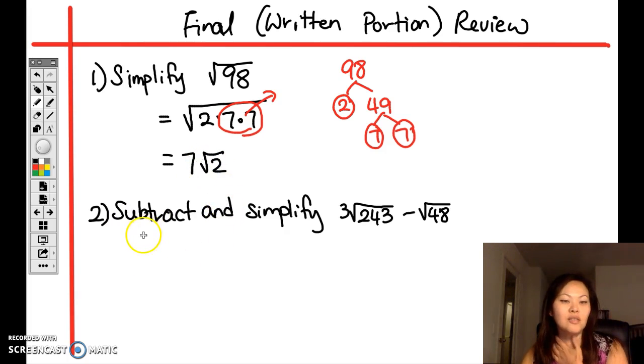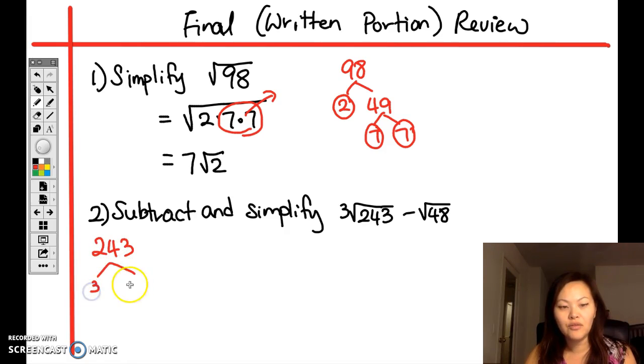Now let's move on to question number 2. Subtract and simplify. So there you go. You do the same thing as you did up here. You got to do the factor tree for 243. So I'm going to do the factor tree right here, 243. So I'm going to go 3 times 81, and I already know 81 is 9 times 9. So I don't really have to do anything else, right? So now keep in mind your 3 is already on the outside, right? So keep the 3 outside, okay? And then inside, you have 9 times 3 times 9 times 9, right?